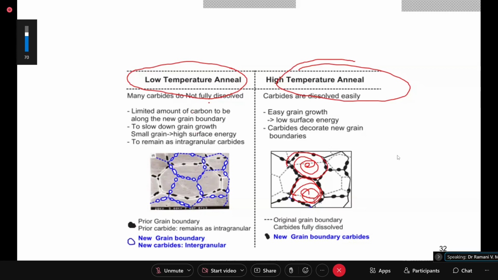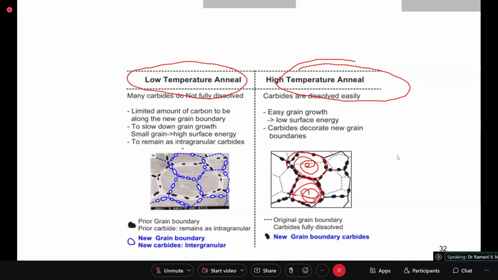So many carbides do not fully dissolve. A limited amount of carbon along the new grain boundary is seen, and to slow down grain growth, small grain size can be dislodged quickly. So a large grain size should be there.